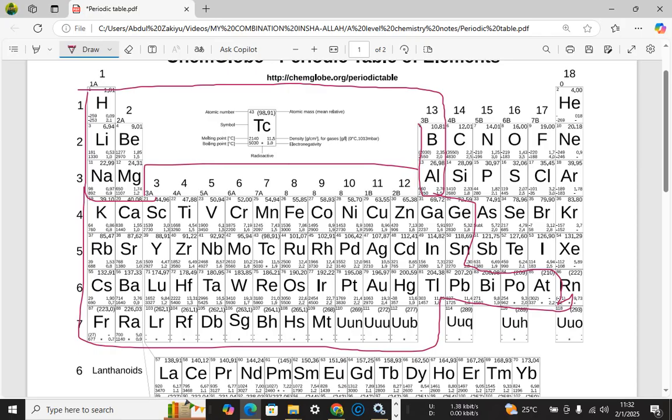For group 4, we have carbon and silicon, then germanium, and all of them. Those are not metals. Those are referred to as metalloids. Metalloids are those elements that have characteristics of both metals and non-metals. So it will depend on which element they are combined with in order to obtain their charge. Now from nitrogen to fluorine, those are non-metals. All of these are non-metals.